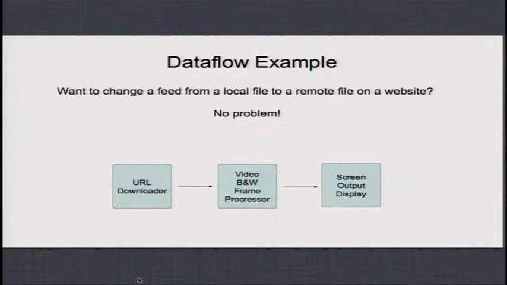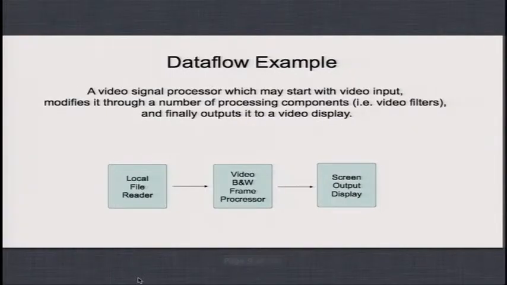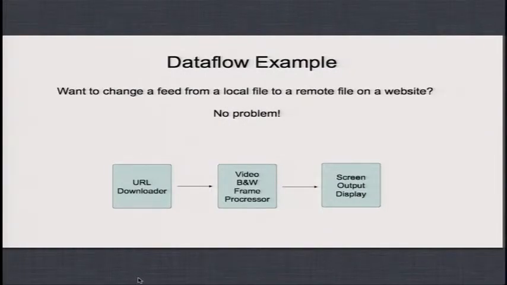The only step that actually has been changed is the first step, from the local file reader into the URL downloader. So assuming the URL downloader will download the file from the web, open it on the file system, and output, let's say, a byte stream, the program will remain working. So the time that we spent encapsulating the knowledge for the screen output and the video black and white processing remains intact. This is a very good example of how code reuse works better in Dataflow programming.